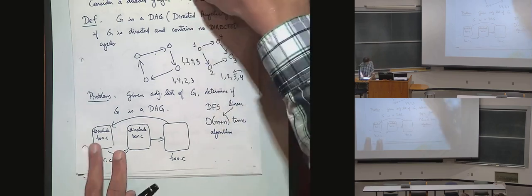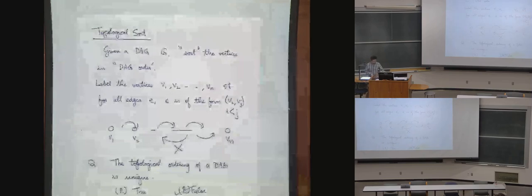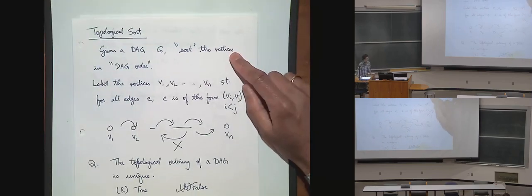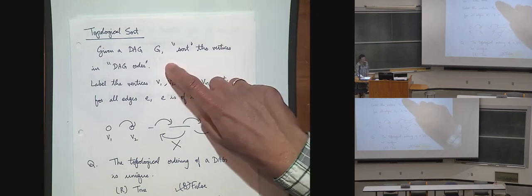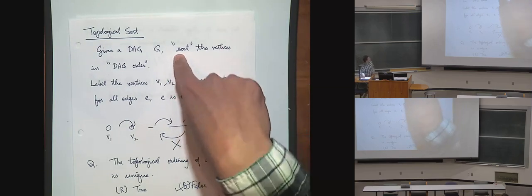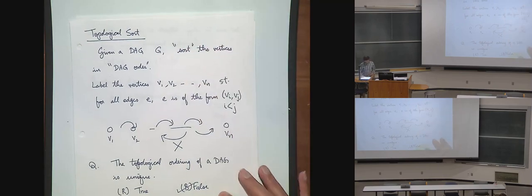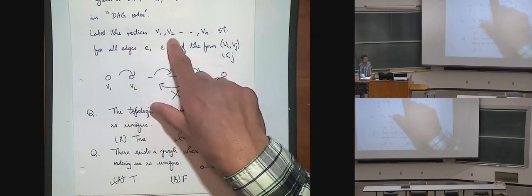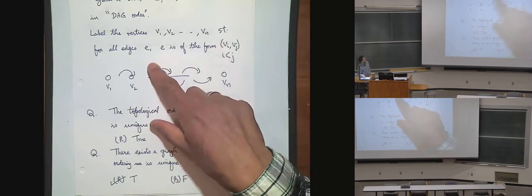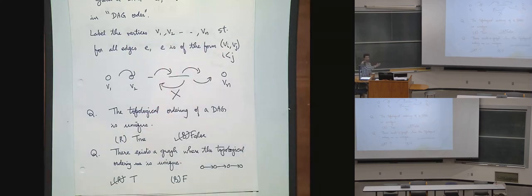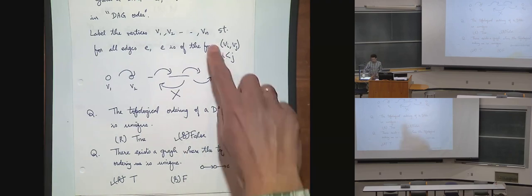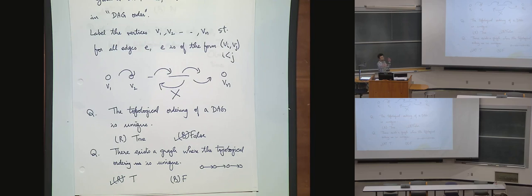The second thing we will discuss is topological sorting. So what is topological sorting? Given a DAG, sort the vertices in DAG order. What this means is you label the vertices v1 to vn so that for all edges, the edges go from lower in the order to higher in the order. You can think of this as putting down the vertices in a list, and the edges go from lower in the list to higher in the list. You don't actually have to change the labels explicitly.